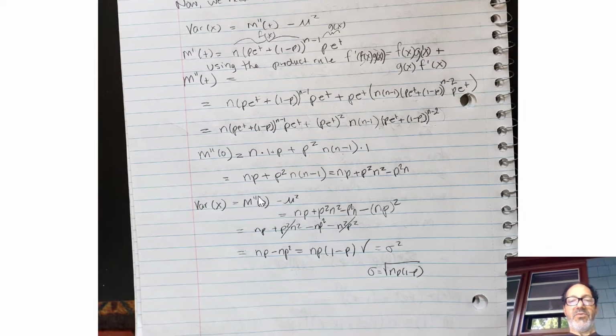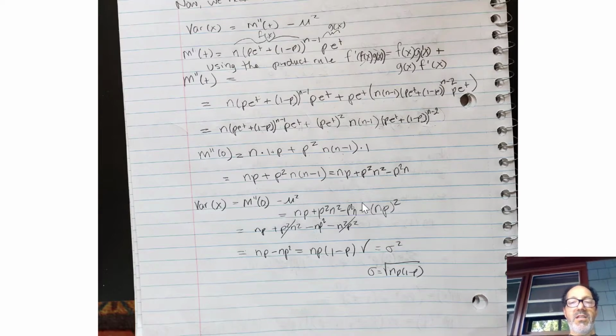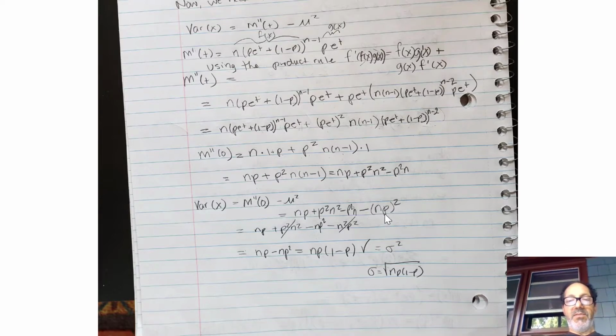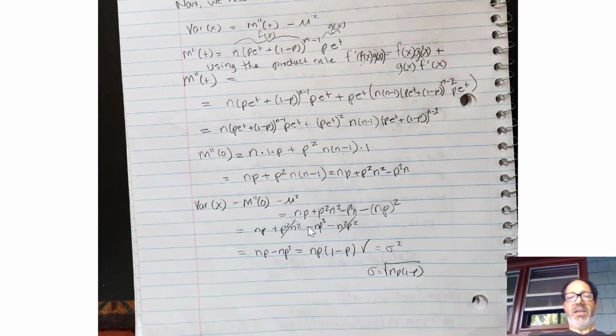So the variance of x would be this value minus mu squared, so the mean. So the mean was n times p, so now we get n times p squared. So we take this value here, which is the second derivative of the moment generating function set to 0. So we get np plus p squared n squared minus p squared n minus np squared. Well, np squared is n squared p squared, but we have that here. Basically, these two are the same, so they cancel out.